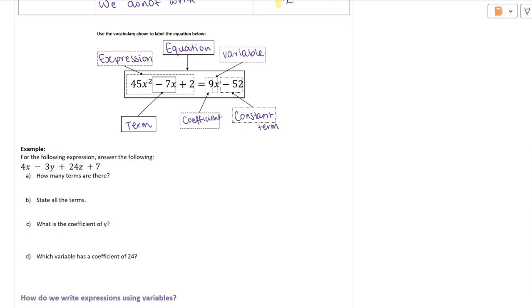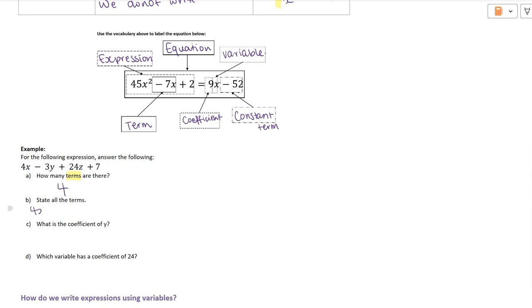Looking here, we've got our expression 4x minus 3y plus 24z plus 7. If we're looking for how many terms there are, we're just seeing how many things are separated by a plus or a minus. So I've got 4x, negative 3y, 24z, and 7. So there are 4 terms.